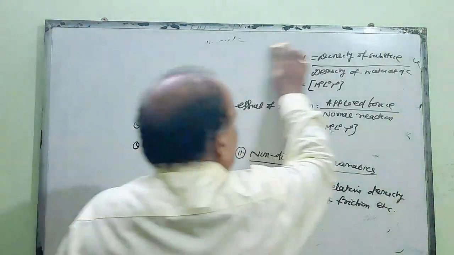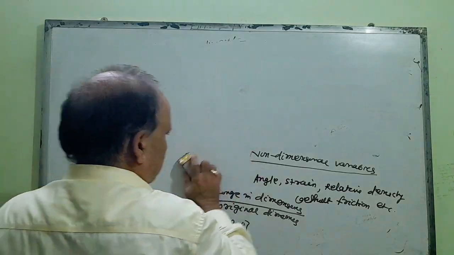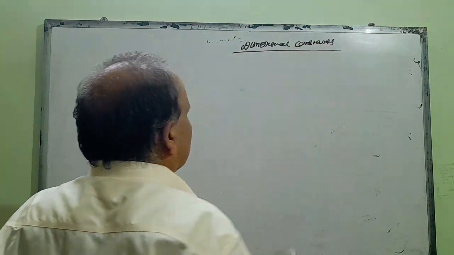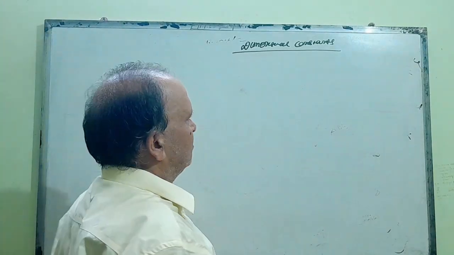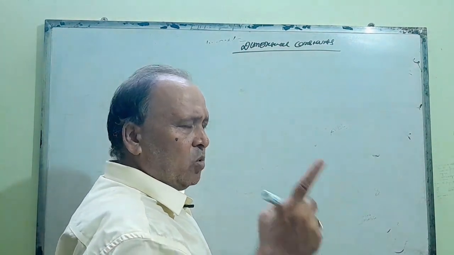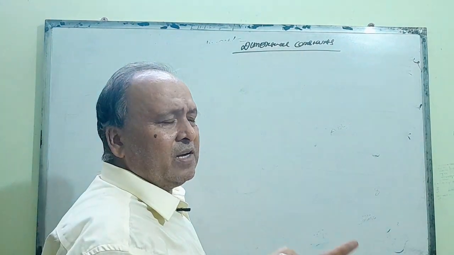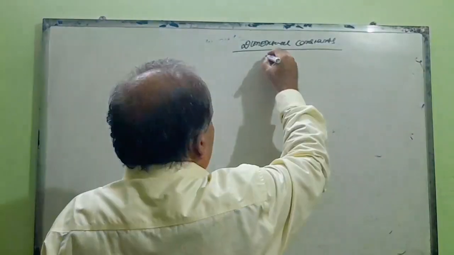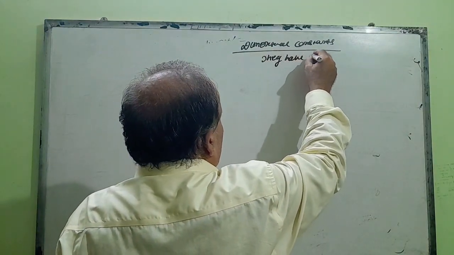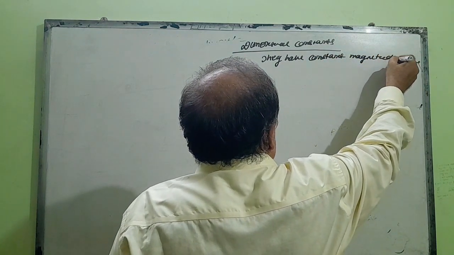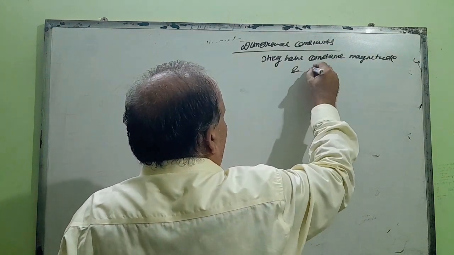Next, third one is your dimensional constants. What are dimensional constants? These are the physical quantities which have a constant magnitude or a constant value, and they also have dimensions.